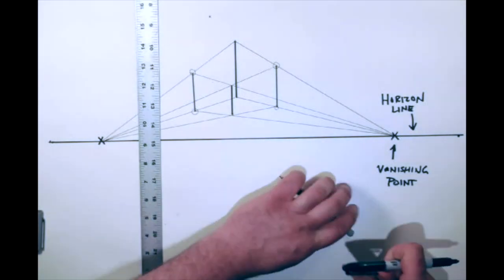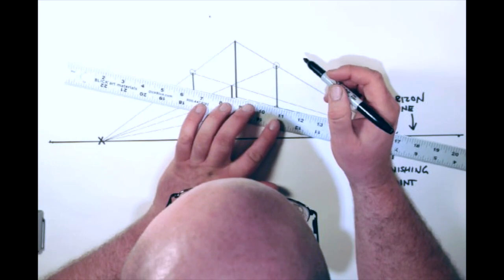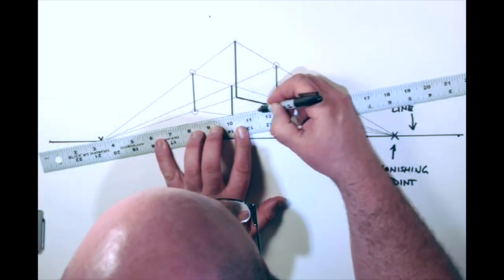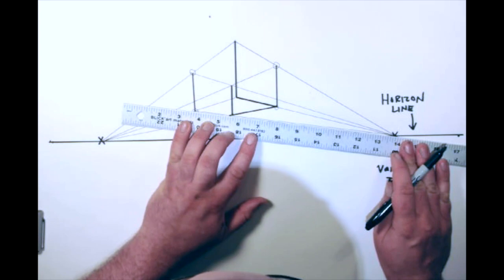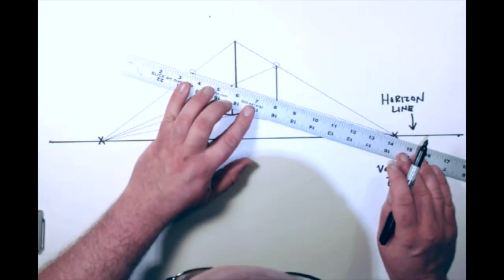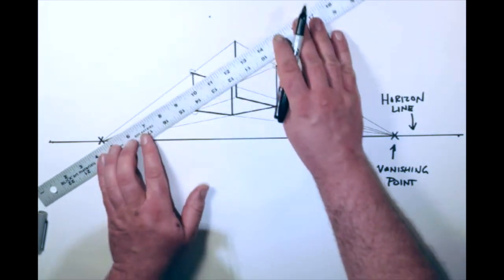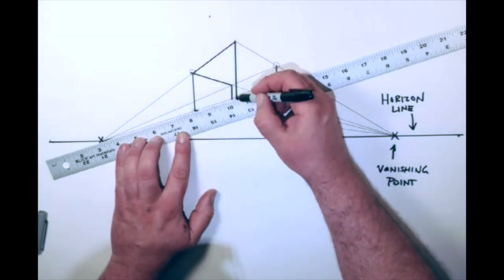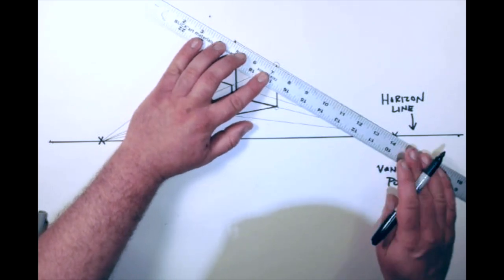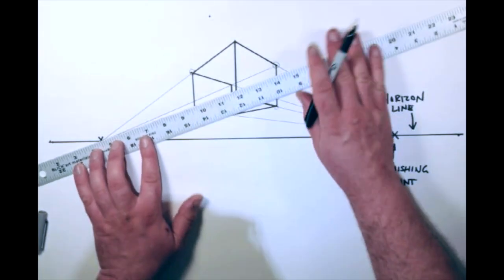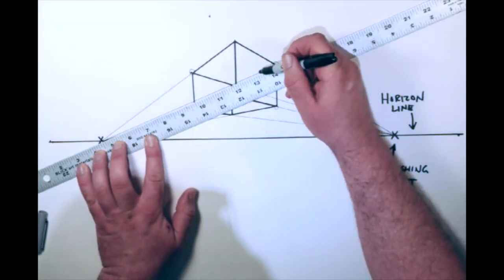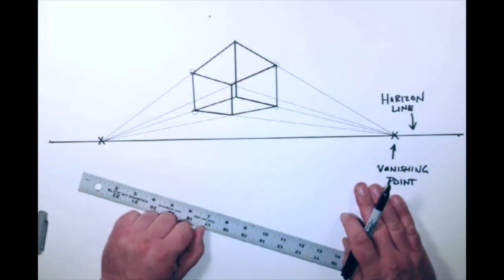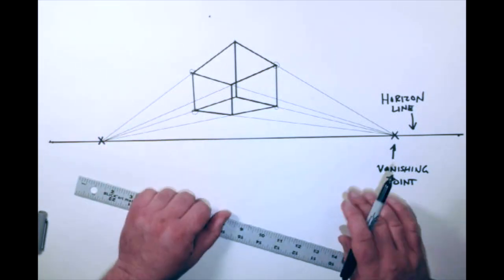In order to make this a little bit more clear, I'm going to give these lines some more weight. So that way, it's a little bit easier for you to see them. One more. Okay, and so we have our transparent cube that is over the horizon line. And again, this is just so that you can visualize it.